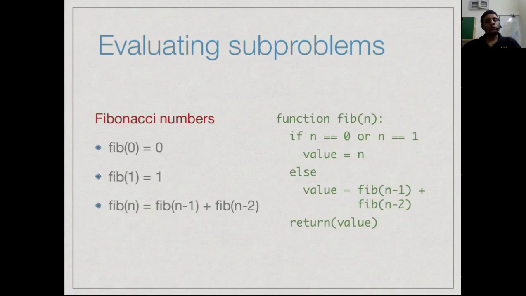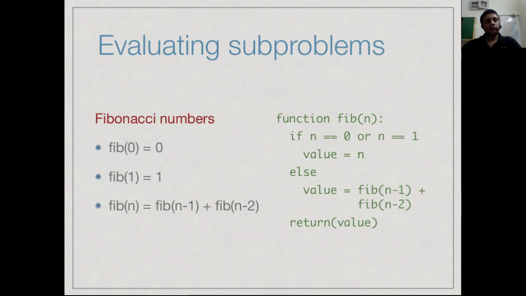So let's see how this works with a very familiar series that you may know of called the Fibonacci numbers. Let's define the Fibonacci numbers as follows. The first two Fibonacci numbers are 0 and 1. And then every successive Fibonacci number is obtained by adding these two.